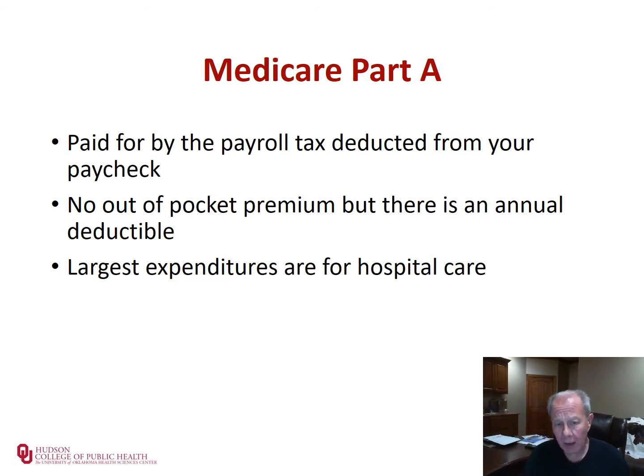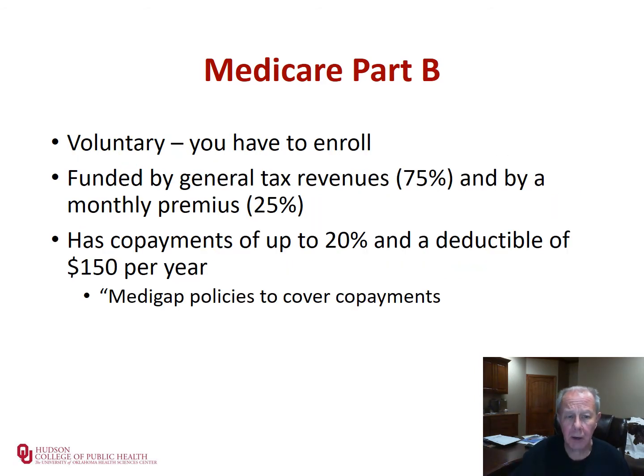It's important to remember that because it turns out in the United States that most people, even with all of the years that they pay into the Medicare program, don't pay enough to cover their total cost of care once they go on Medicare. Also, since the number of elderly are increasing and we have fewer young people paying the payroll tax, Medicare is in deficit spending most years now. There's no out-of-pocket premium for Medicare Part A, but there is an annual deductible, and the largest expenditures are for hospital care, as mentioned. Medicare Part B is voluntary.